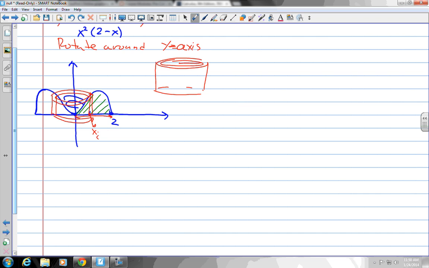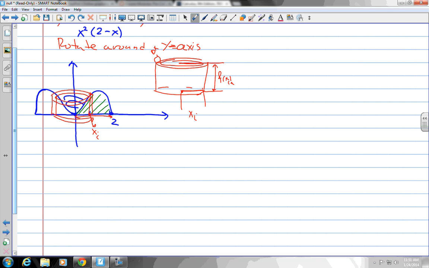So a few things. What is the radius of this thing on the bottom? What is the radius of the base? Yeah, whatever the x is, right? Wherever I took that slice, that's what the radius is. What is the height of this thing? Yeah, this is f of x sub i, right? It's still in terms of x. f of x sub i. And what is the thickness of these walls? Right, delta x. Do you agree with that?